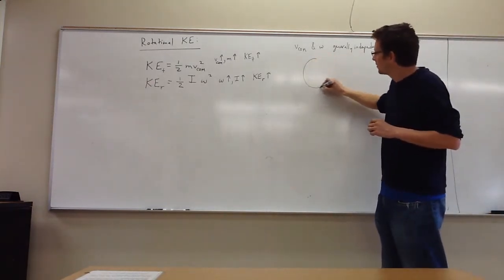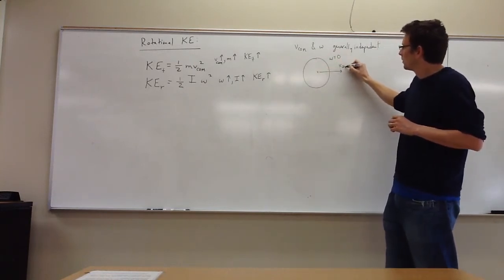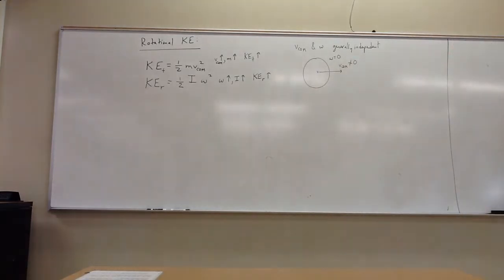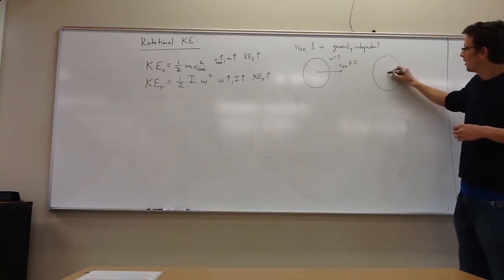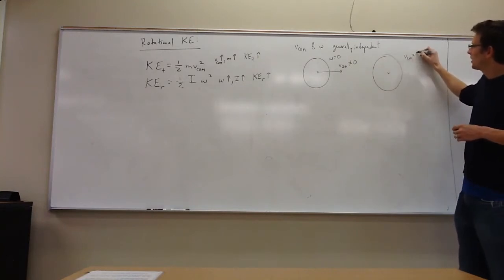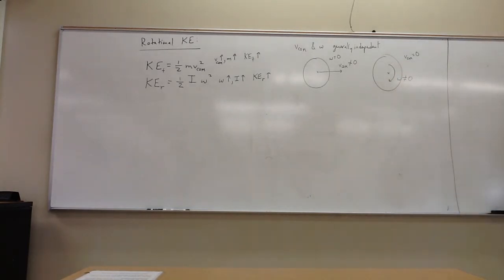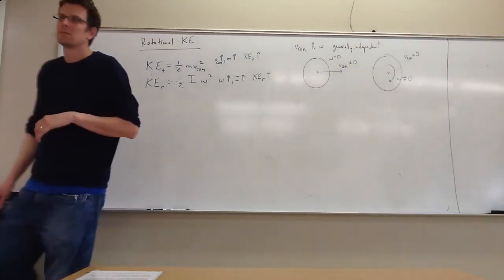You can have something that's not spinning at all, but its center of mass is moving. That would be an example of something that had only translational but no rotational kinetic energy. You could have something that is not moving at all, but it is spinning in place. That has only rotational and not translational.